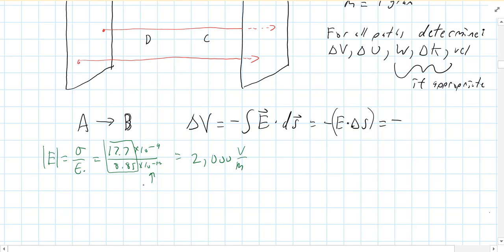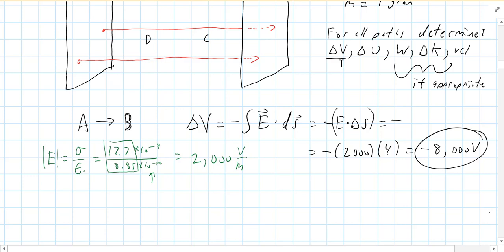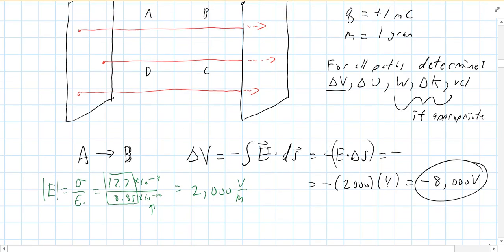Now we have something to plug in for E over here. So this is going to equal negative 2,000 times S, which is 4. So this would be negative 8,000 volts. That's our change in voltage. That's the first of these things we're going to find, and that's going to be the most effort to find. By the way, everything else will be pretty quick. Now, before we do anything else, I want to make one more note here.